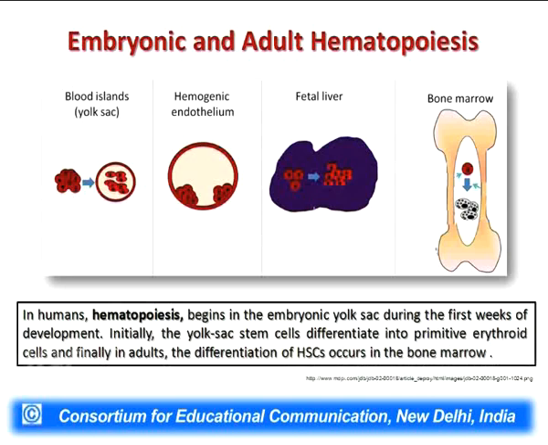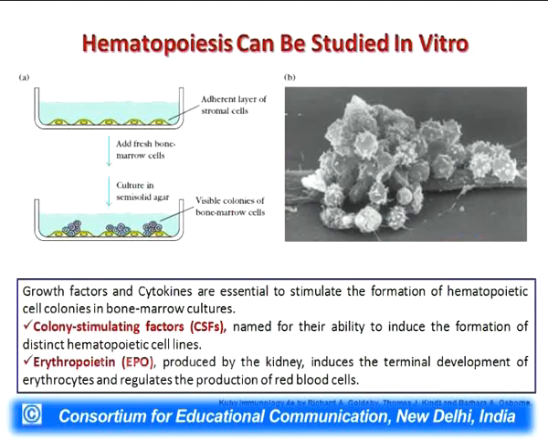And when the fetus grows into the adult, this hematopoiesis process is taken up by the bone marrow, which is present in the bones. So this is how embryonic to adult hematopoiesis takes place, and how the progression takes place with the development of hematopoiesis and the immune system within the organism.